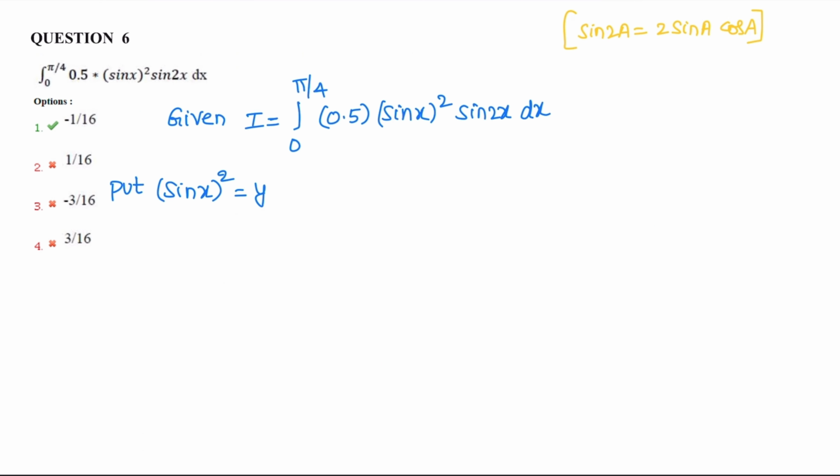Next question. So solve the given integral. The integral is integral 0 to pi by 4 0.5 sin x whole square sin 2x dx. To solve this integral, put sin x square is equal to y.